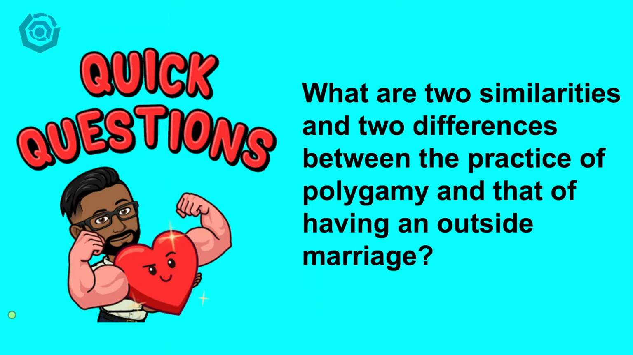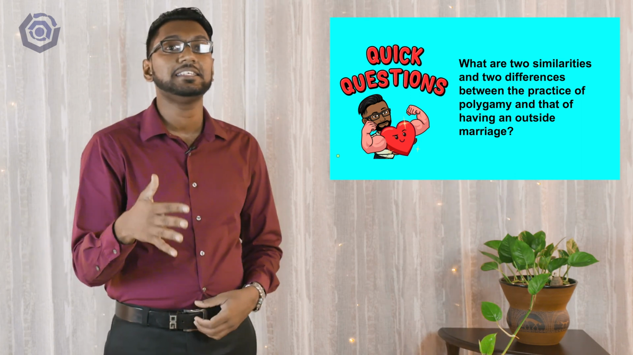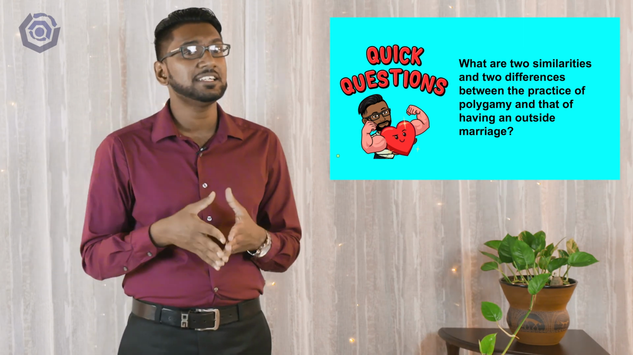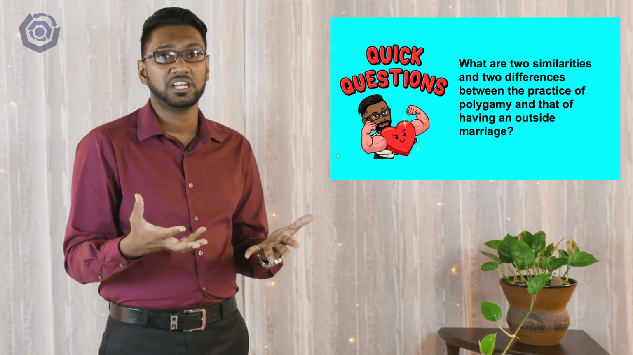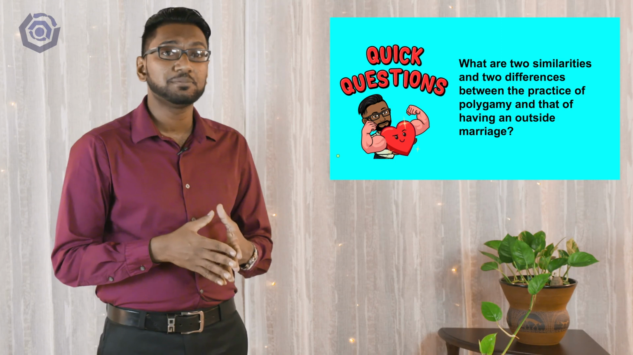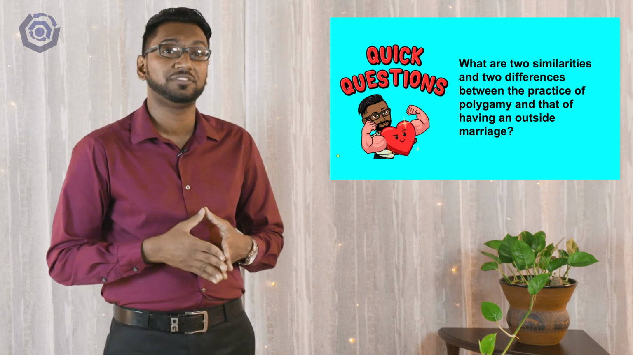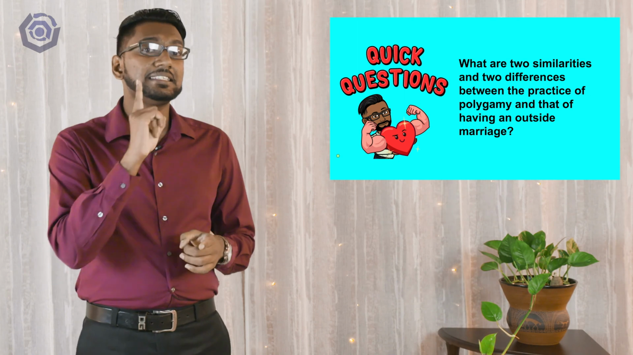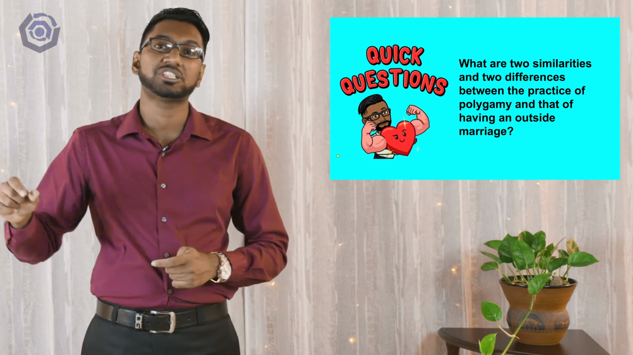I have some quick questions for you. What are two similarities and two differences between the practice of polygamy and that of having an outside marriage? Well, in both polygamy and an outside marriage, there is at least one wife. That is similar. And another similarity could be that there is going to be some competition, and a man is going to take responsibility for multiple wives. He has to provide for all of them financially and give them moral and emotional support as well. What is a difference now between polygamy and an outside marriage?